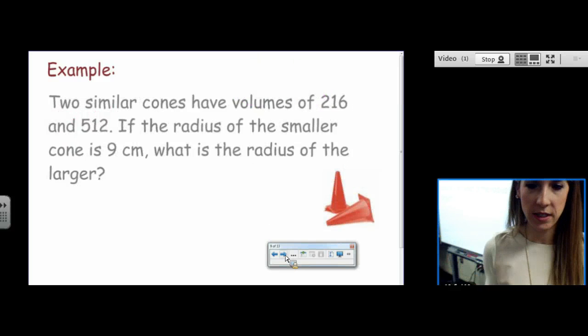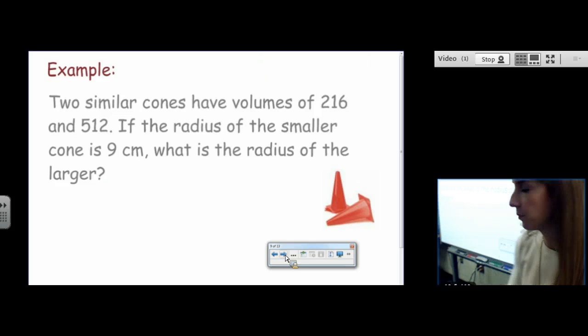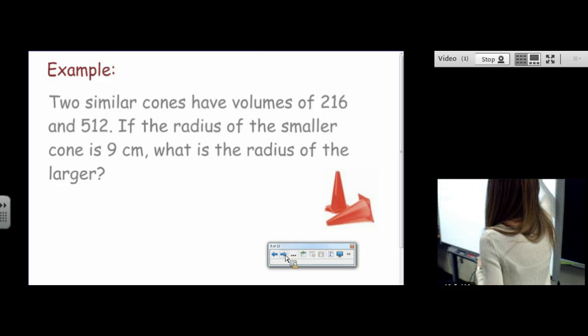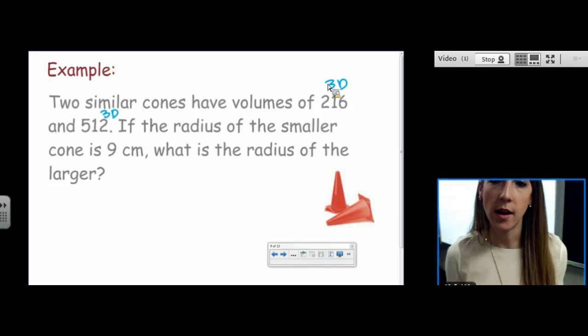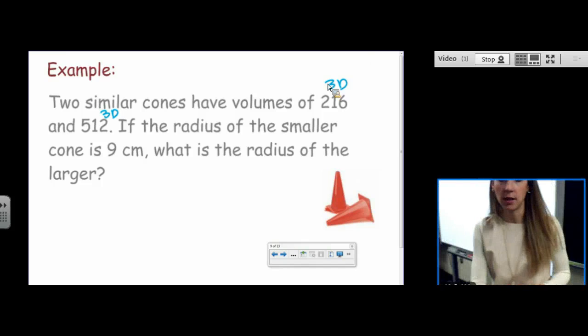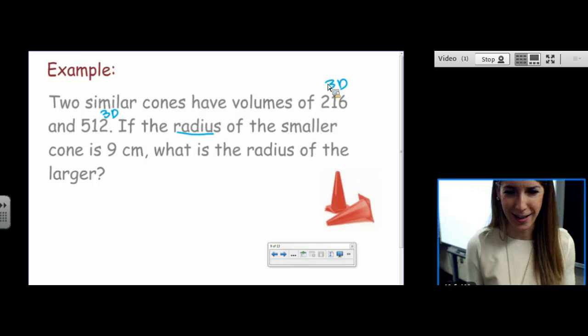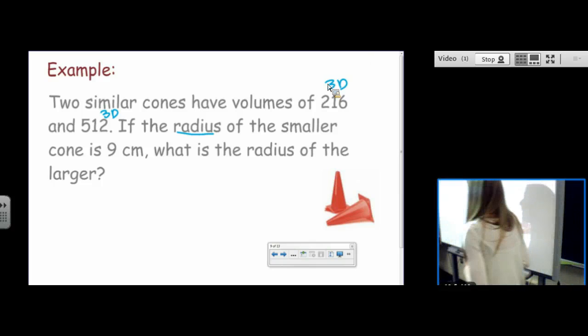Two similar cones have volumes of 216 and 512. If the radius of the smaller cone is 9, what's the radius of the larger? Volume. How many dimensions is volume? 3D, right? I would mark it. 3D, 3D. I would mark how many dimensions all of my information is. Radius. How many dimensions is a radius? 1D. It's just a segment. A radius is a segment. So this is 1D. So we already know we're going to have to do some work.